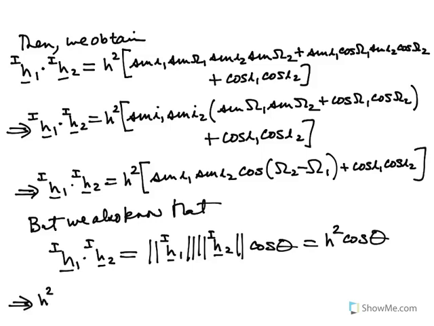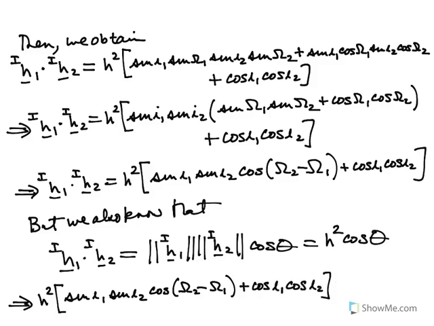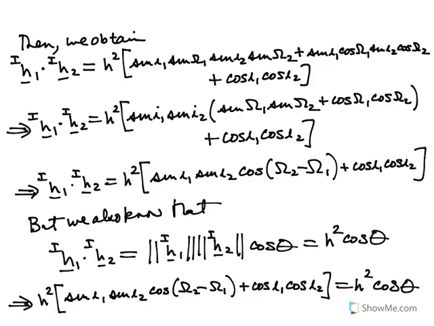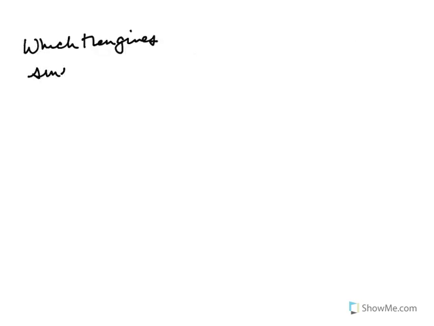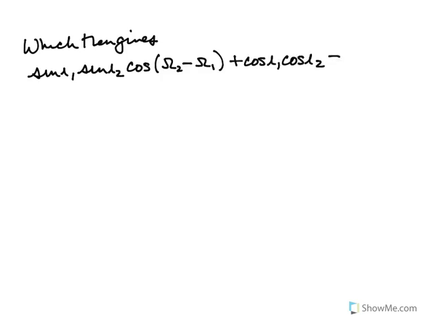So we have two expressions. We have h squared times sine of I1 times the sine of I2 times cosine of omega 2 minus omega 1 plus the cosine of I1 times the cosine of I2 equals h squared times the cosine of theta. So the h squared, of course, cancels out, which then leaves us that sine I1 sine I2 times cosine of omega 2 minus omega 1 plus cosine of I1 cosine of I2 is equal to the cosine of theta. So now there's the relationship that actually tells us how the cranking angle affects the inclination.